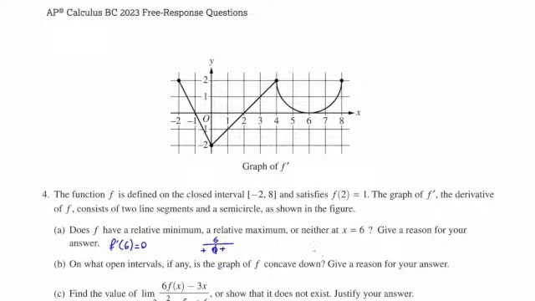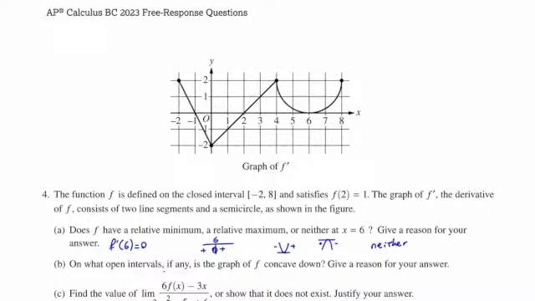So it is not a relative minimum, because for a relative minimum, before that f prime is negative because it is decreasing, and after that positive. For a relative maximum, before that positive, after that negative. But because f prime is positive both at 6 minus and 6 plus, we can say neither.